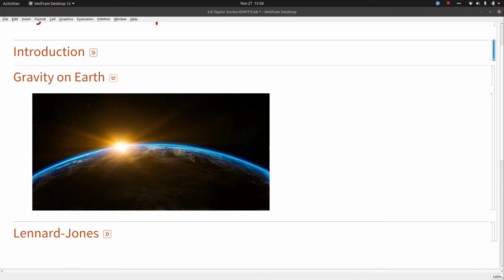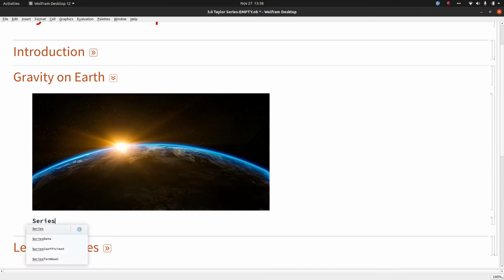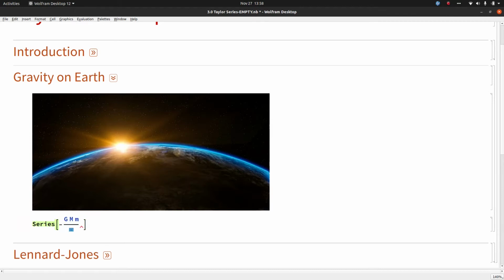Let's show some practical examples of that. Let's do the series expansion for the gravitational force, which is equal to minus G times the mass of the Earth times the mass of the object feeling the force of attraction to the Earth, divided by r squared. So that's Newton's famous 1 over r squared law. We're going to expand that with respect to r near the radius of the Earth, to first order.